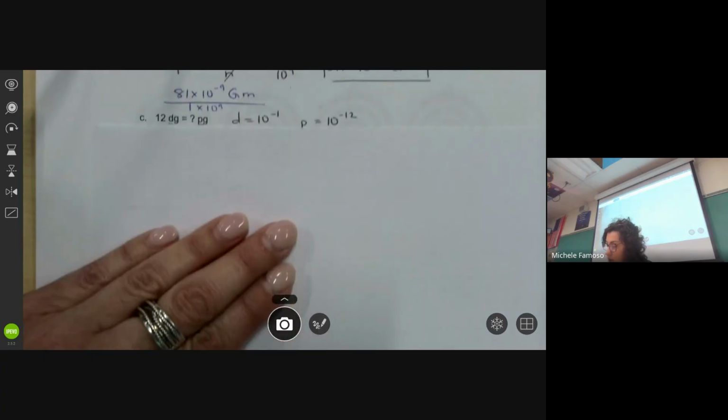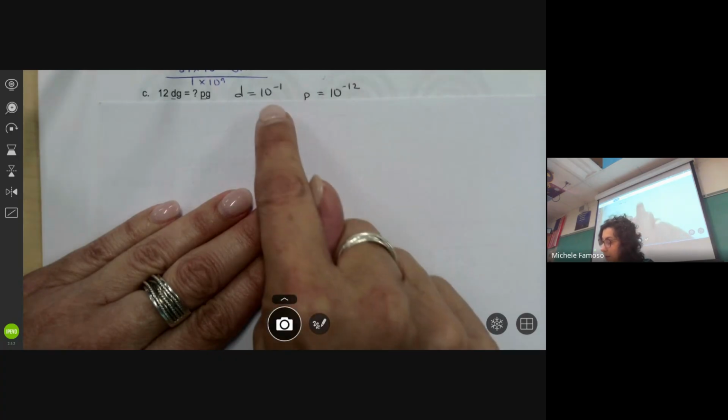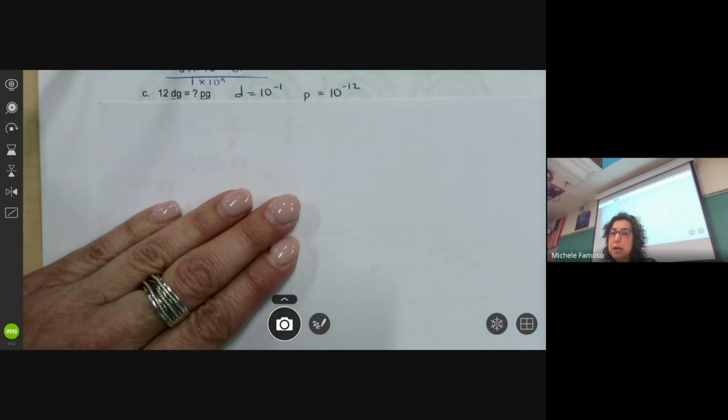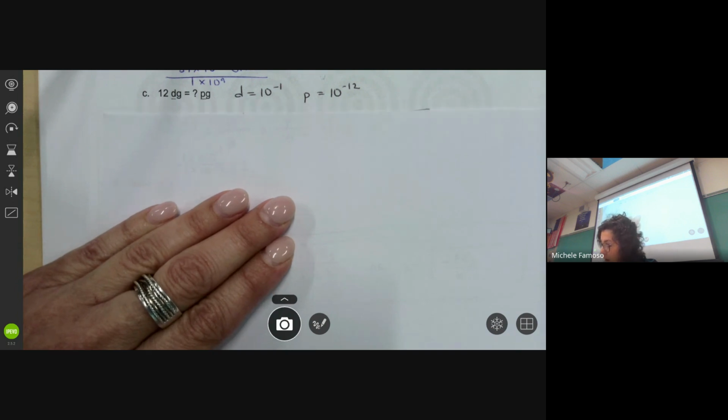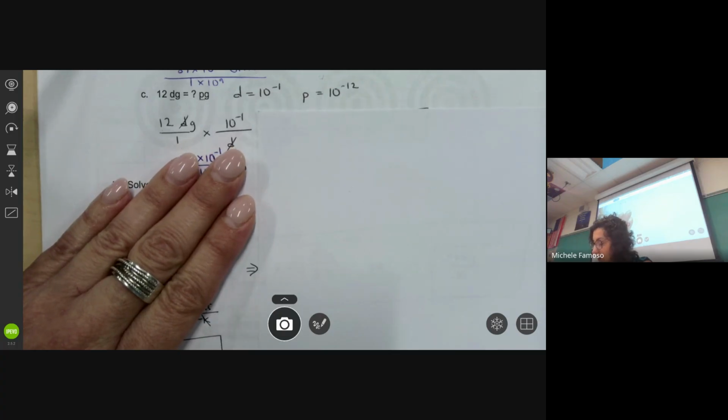Letter C, 12 decigrams is how many picograms? So the prefix deci is 10 to the negative 1 power. The prefix pico is 10 to the negative 12 power. So again, we set it up, 12 decigrams over 1. We're going to multiply by the fraction that cancels the deci.